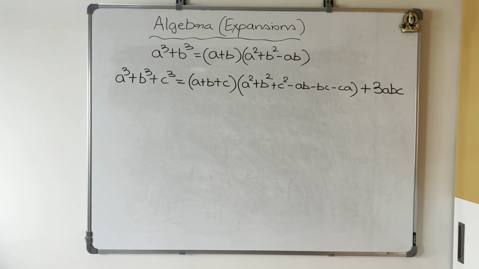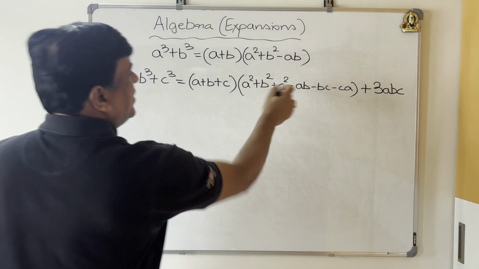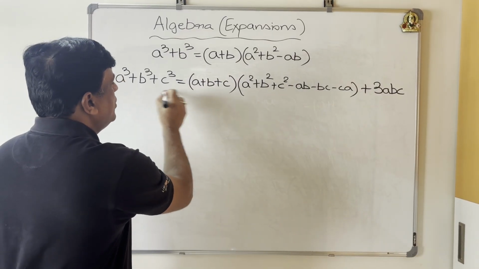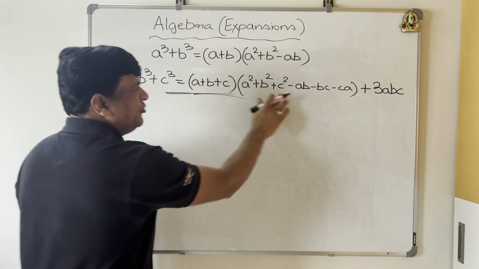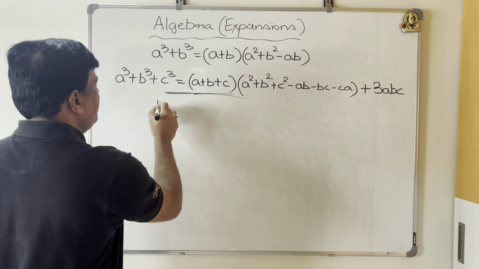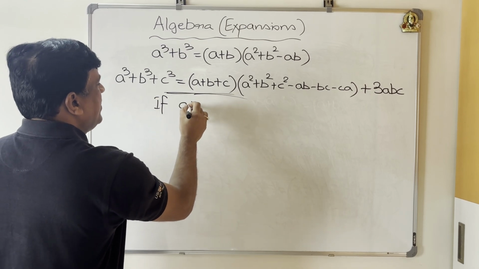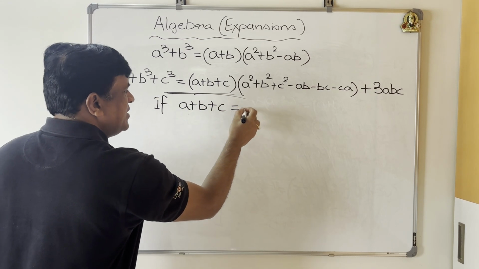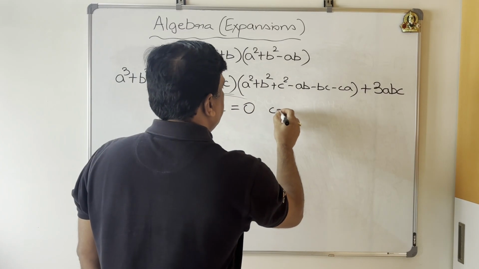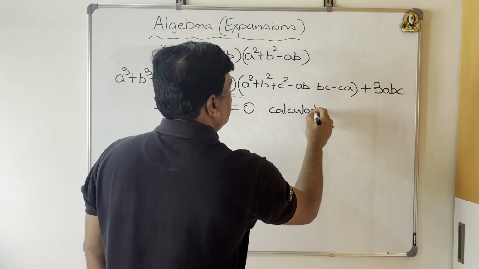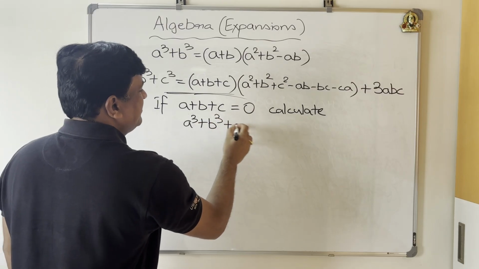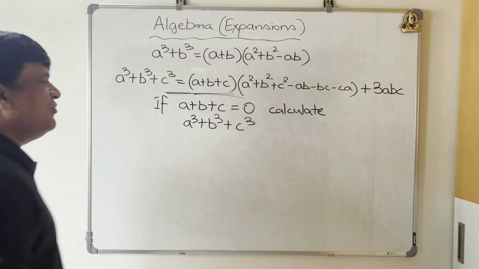One more variation to this one is that there will be problems where they give you a condition. You need to remember this formula for sure. There will be problems where, if a plus b plus c is equal to 0, they'll ask you to calculate a cube plus b cube plus c cube. This is what they are going to give you.